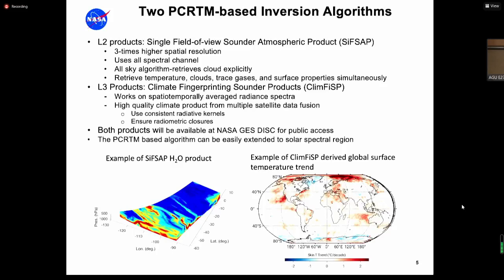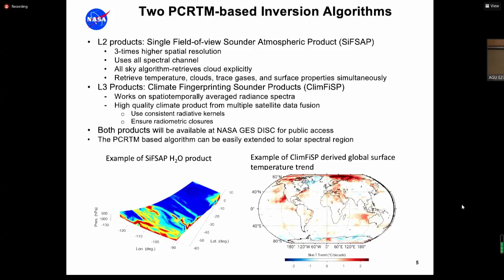And then, the other advantage is we're doing a retrieval for each field of view. So our spatial resolution is about 3 times higher than the operational product. Instead of 45 kilometers, now it's about 15 kilometers. So this algorithm is being transitioned to operational algorithm. Right now it's almost fully tested at the NASA Sounder SIPS. It's a computer facility at JPL. And it will be transitioned to the NASA Goddard DAAC pretty soon, hopefully in January or so.